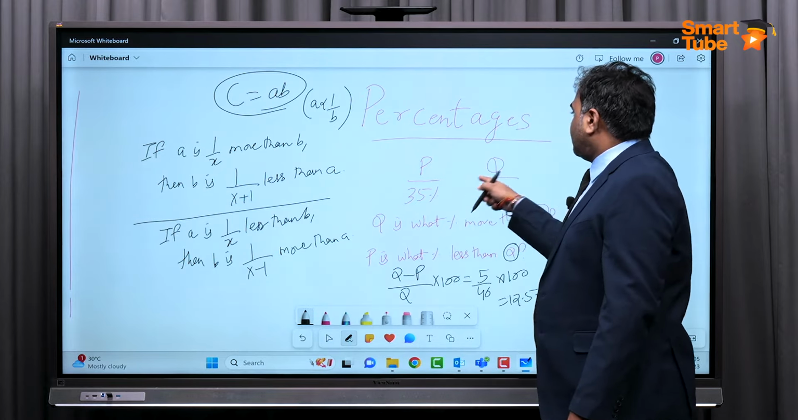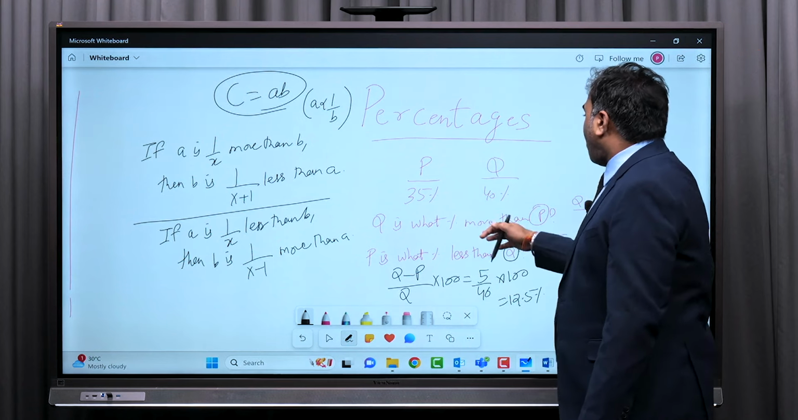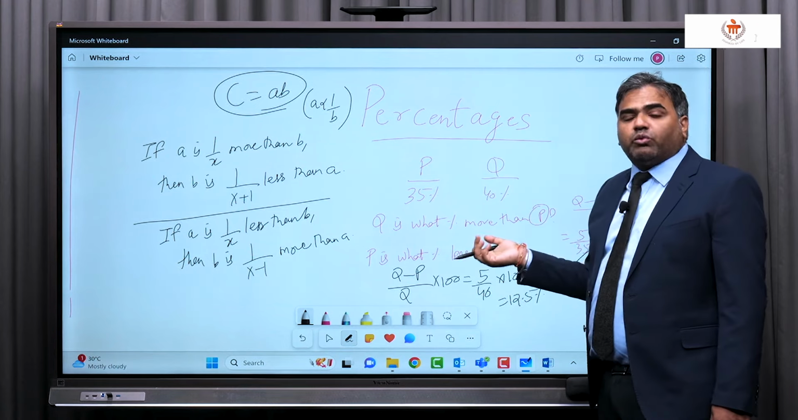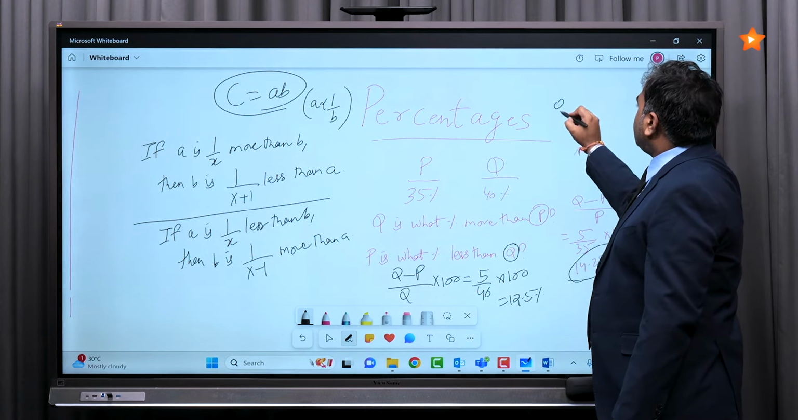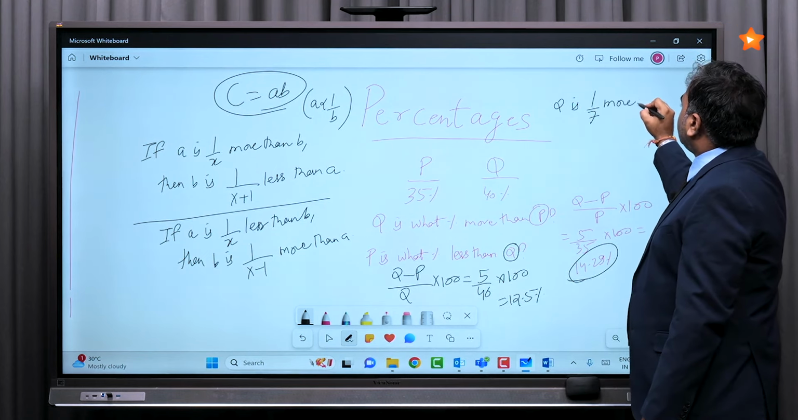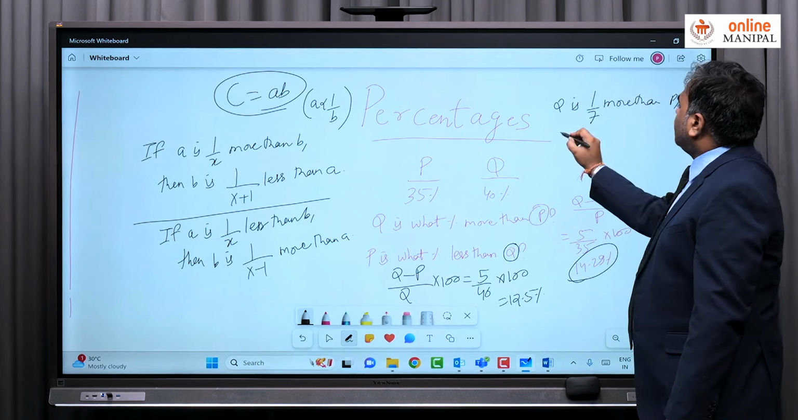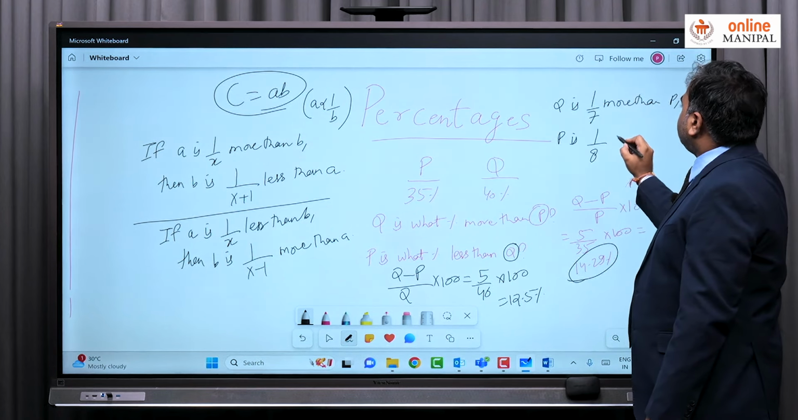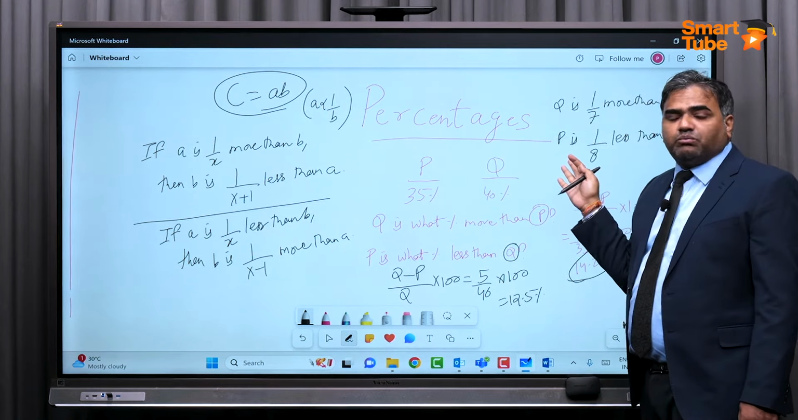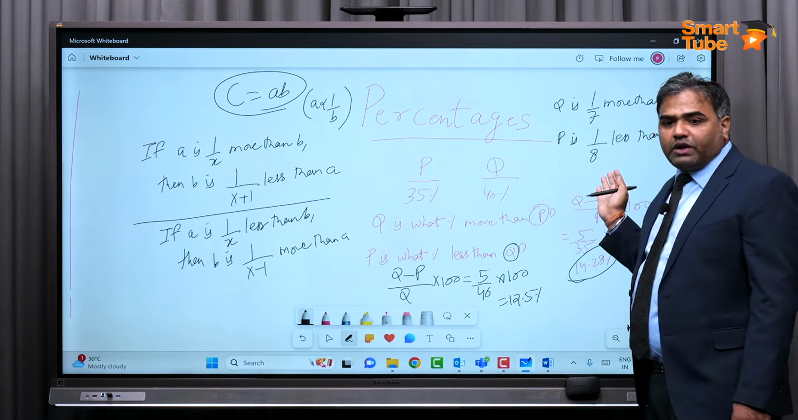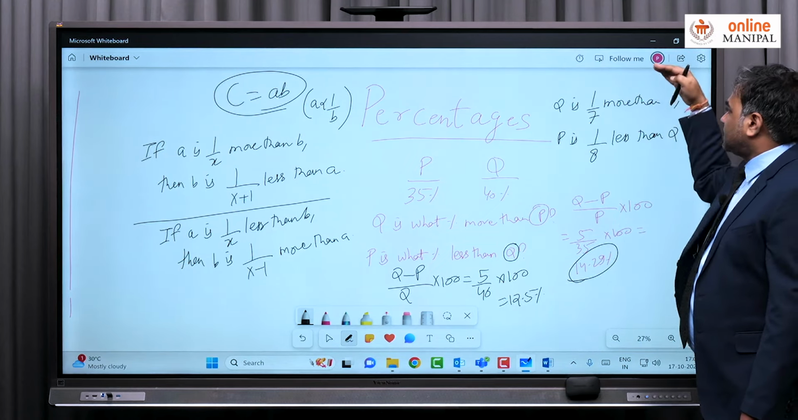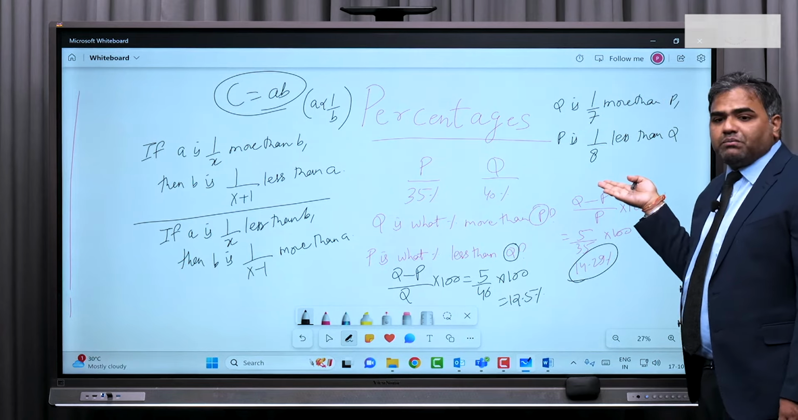So here, in terms of P and Q, Q is how much percent more than P? That is nothing but 14.29, and 14.29 means 1 by 7. So here Q is 1 by 7 more than P. So P is how much less than Q? P is 1 by 8 less than Q. Please understand this, simple. 1 by 7 is 14.29% and 1 by 8 is 12.5%. So I hope you have understood this part. If Q is 14.29% more than P, then P is 12.5% less than Q.